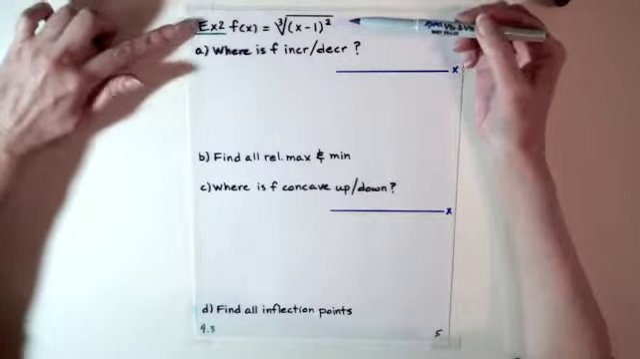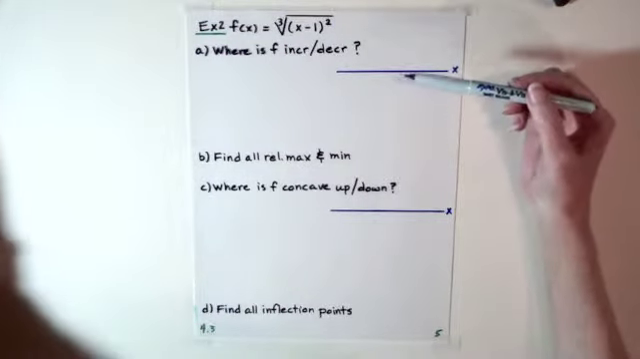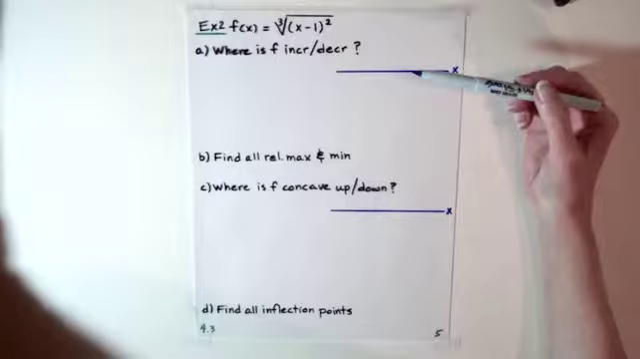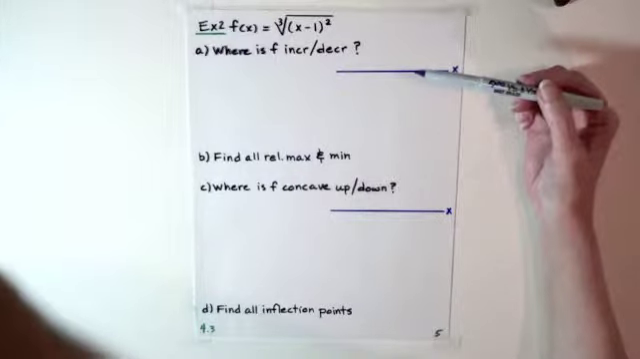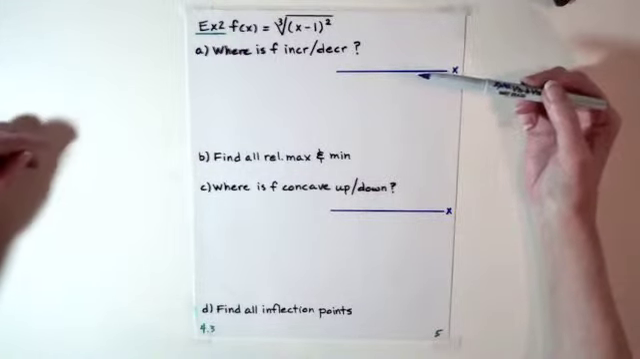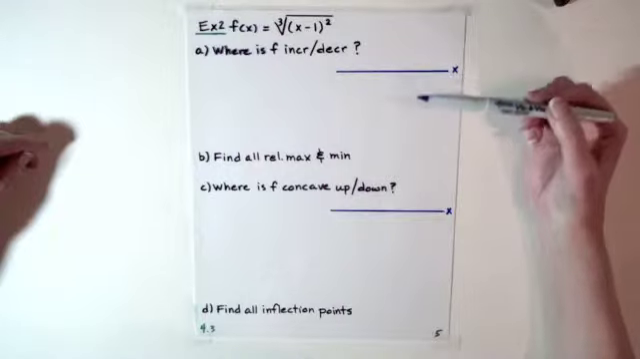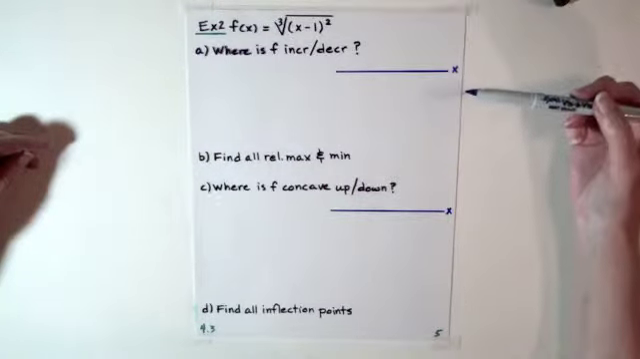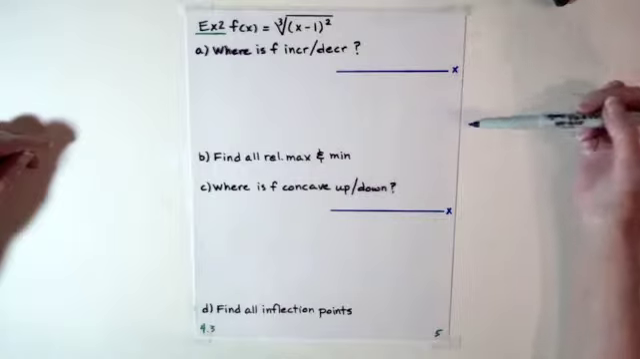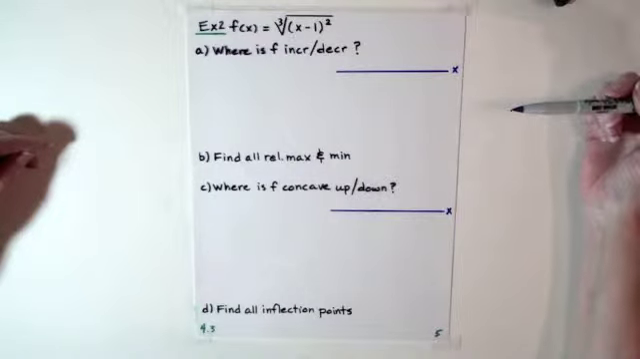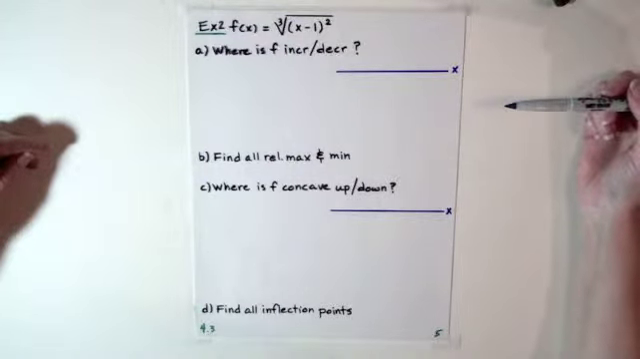So we want to go ahead and do part A of this example, exactly the same question: where is f increasing and where is f decreasing? And again, what we mean by that is, on what x intervals is f increasing, and on what x interval or intervals is f of x decreasing?